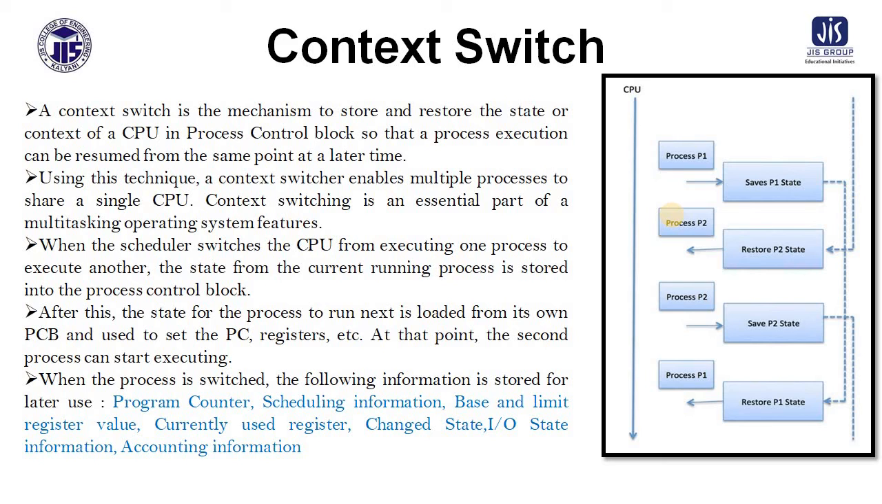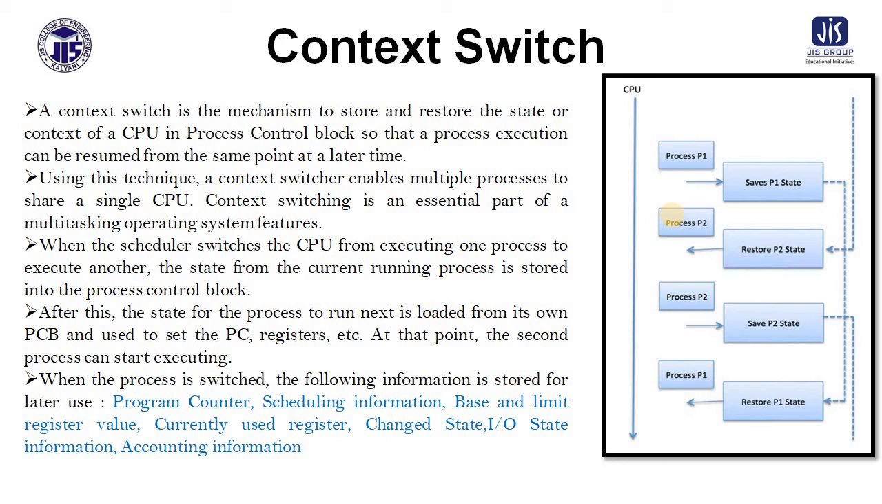So what is context switching? A context switch is the mechanism to store and restore the state or the context of a CPU in the process control block so that a process execution can be resumed from the same point at a later time. Using this technique, a context switch enables multiple processes to share a single CPU. Context switching is an essential part of a multitasking operating system's features.